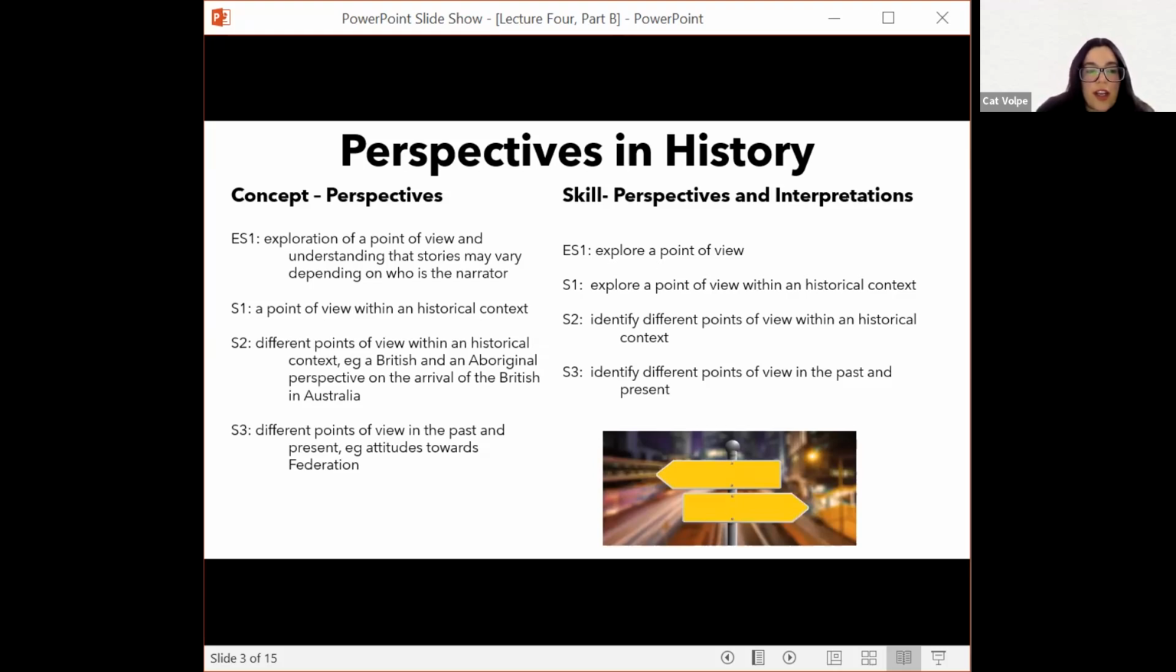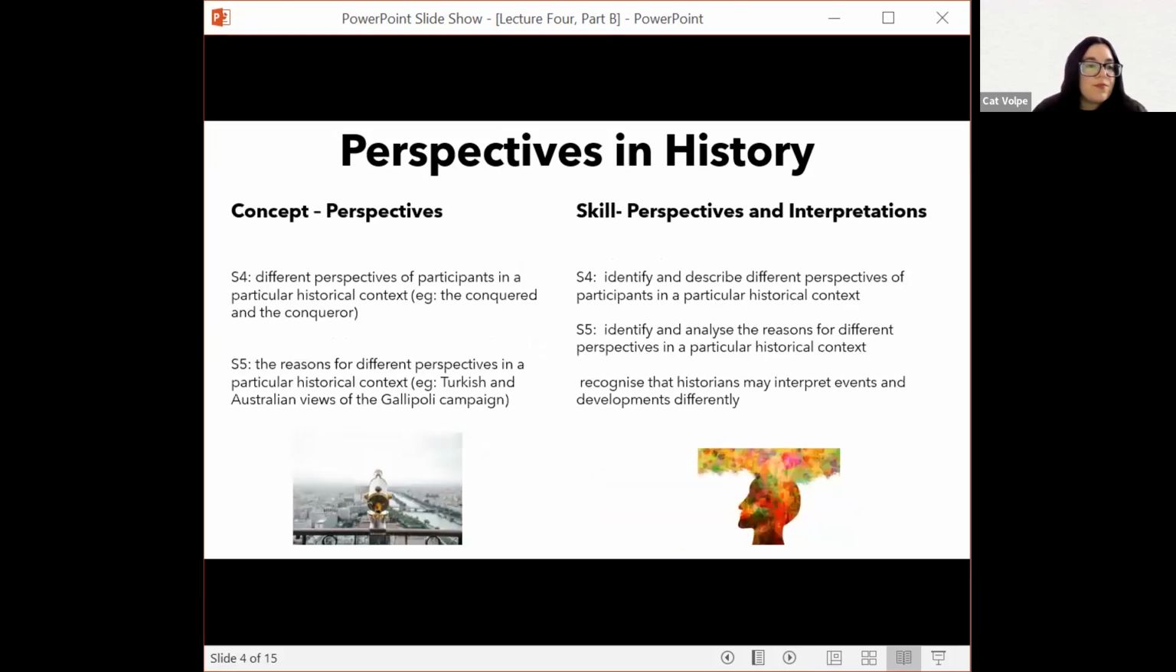Now, if we go down to stage 3, we need students to understand that there are different points of view in the past and the present. But the skill is that students are actually being able to identify that there are different points of view. So they both need to be able to identify and also understand different points of view. Okay, so that's quite different. Identifying is different from understanding it, although you can't really understand it unless you identify it, right? If we go on to stage 4, students need to understand that there are different perspectives of participants in a particular historical context, but the skill is that students are actually identifying and describing it.